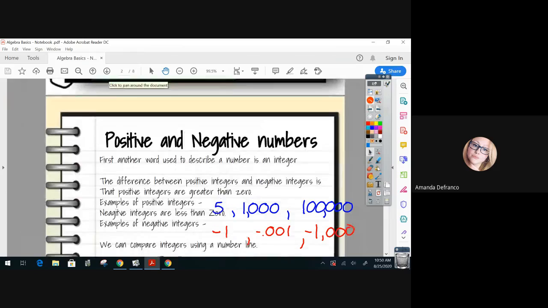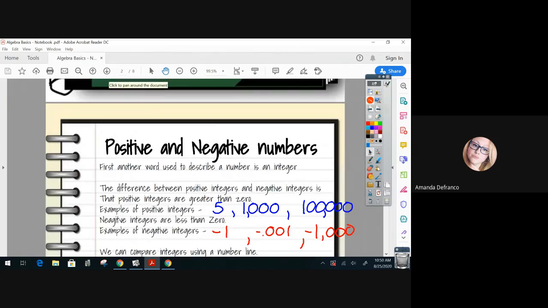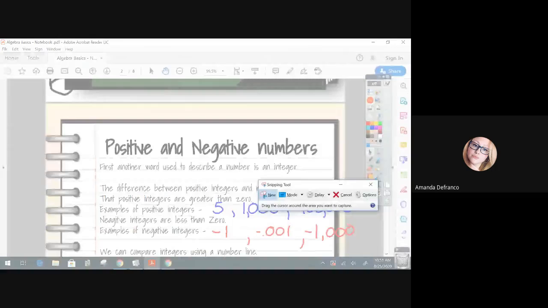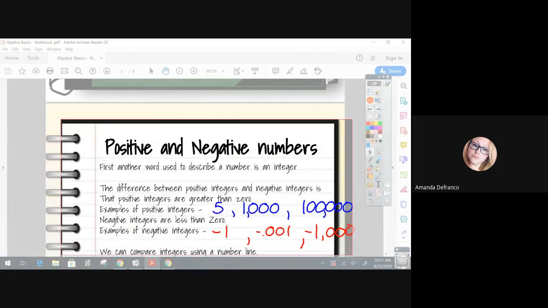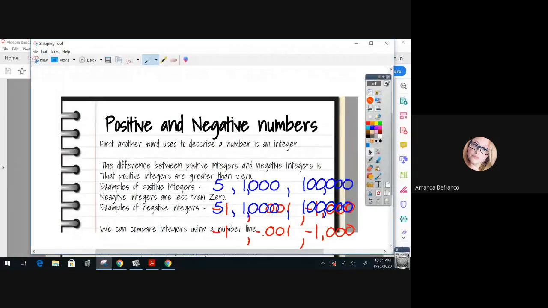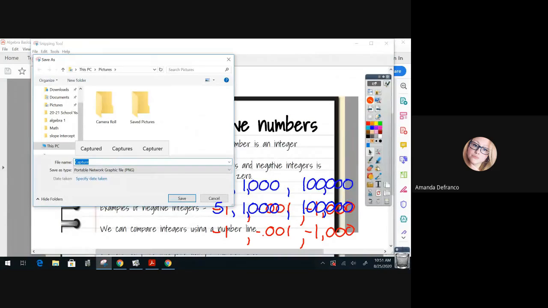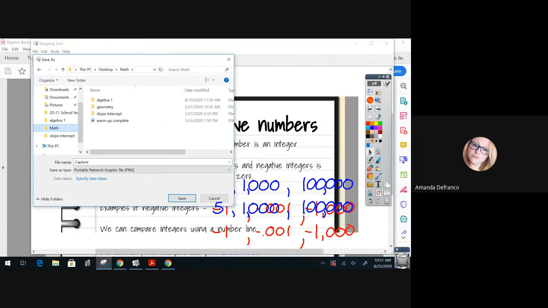Oh, hold on. I forgot. Before I move, I have to take a screenshot. So every time we write notes, I will get a screenshot before we move on from the notes, okay? And then I will attach that as a completed copy of our notes, okay?